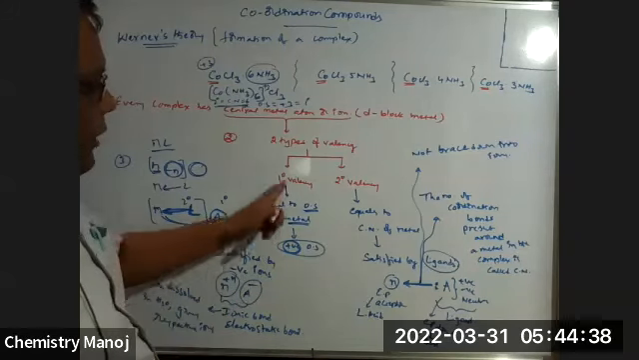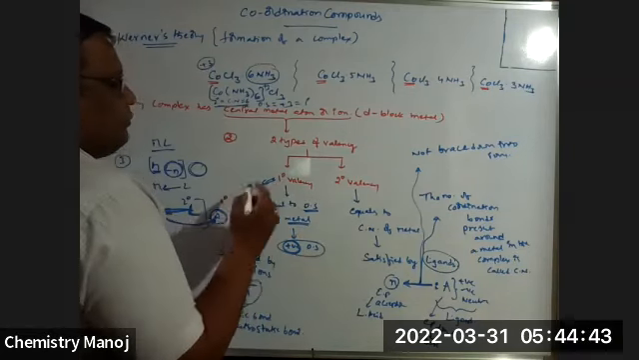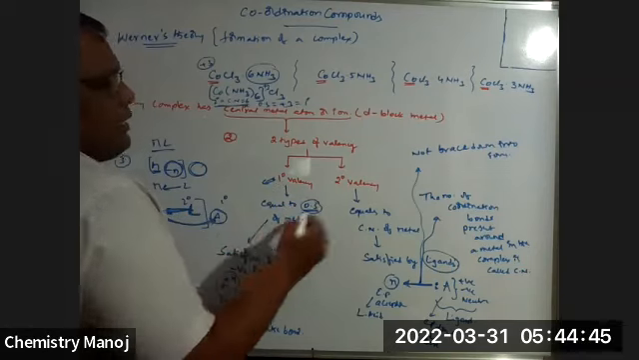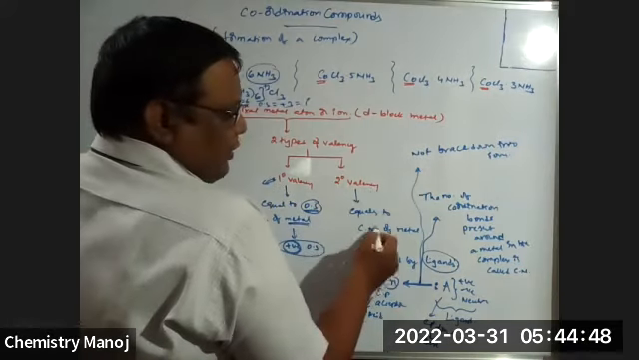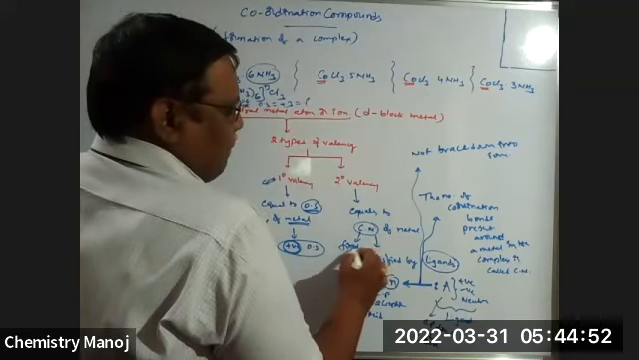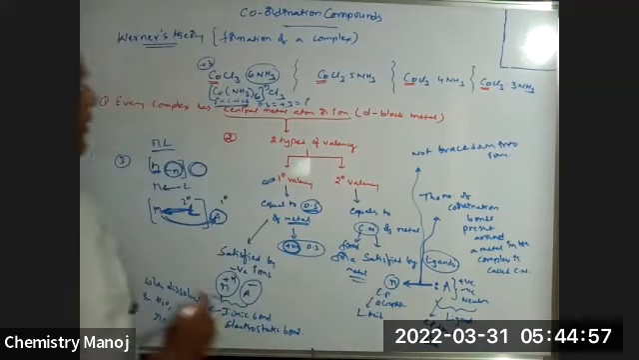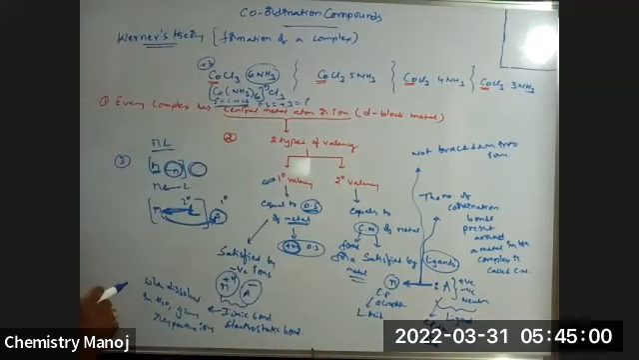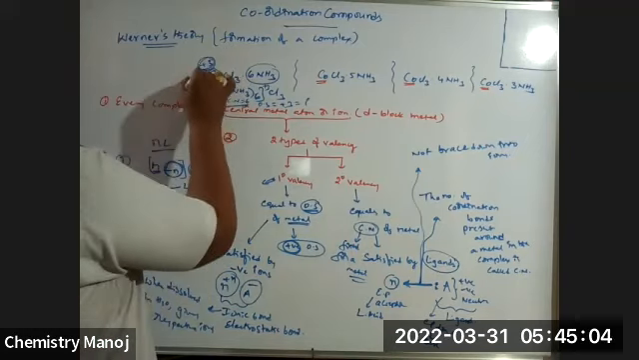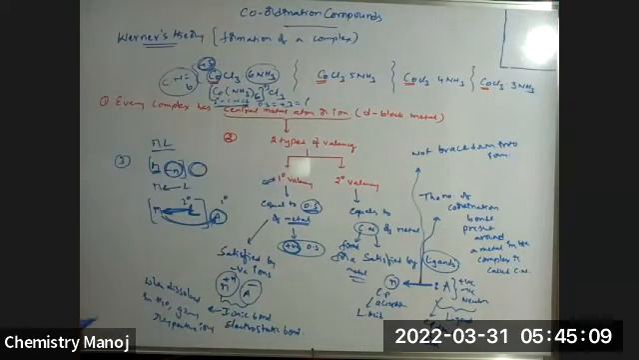See my dear, the primary valency of any metal ion is equal to the oxidation state. Secondary valency is equal to the coordination number. It is almost always fixed for a metal. For example, Co+3 has a coordination number always 6. Don't change that value. The coordination number of Co+3 is always 6.